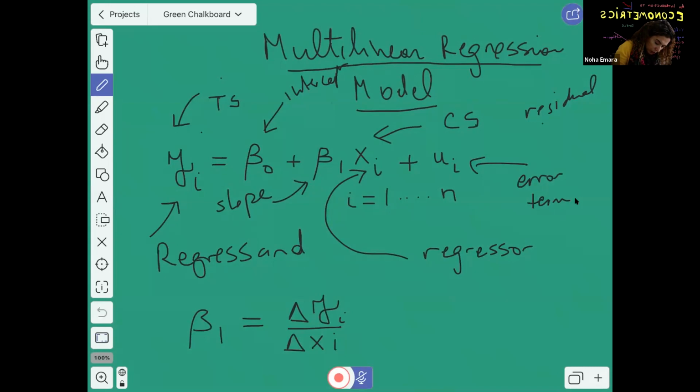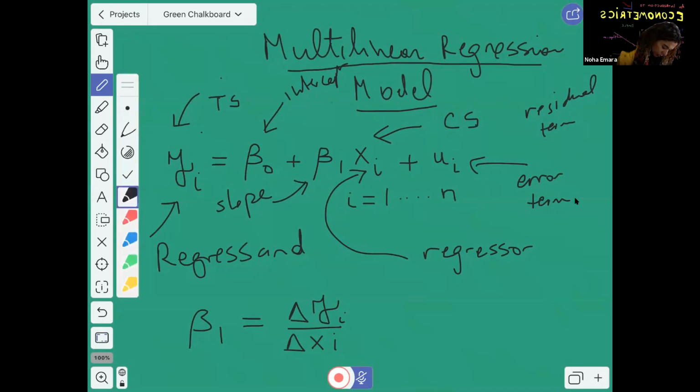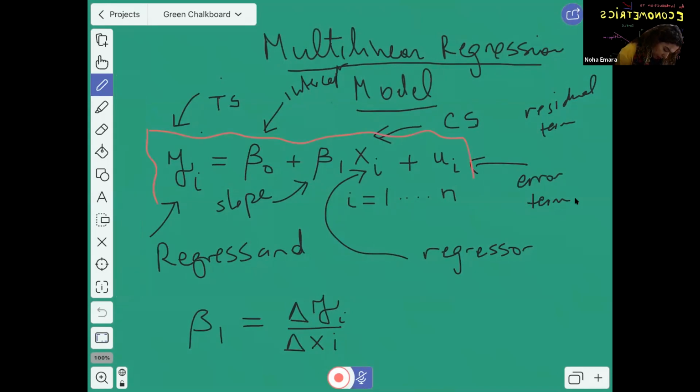Okay, so residual term or error term. It basically captures all the mistakes that we have made, anything that we have not included in the model, and so on. So this is what we have here. What you see here is a very simple one regressor model, right? I have just one x, so it's a one regressor model, or we call it a single regression model. Okay, single regression model.